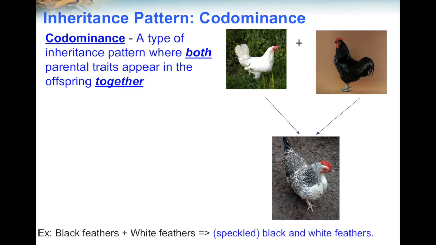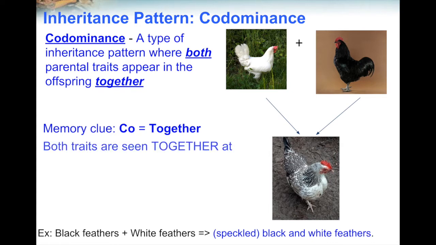So when you think of codominance, you're thinking co means together. Like a coworker is a person that you work with together. Or let's say a co-captain. These are captains, these are leaders of a sports team, and they lead together at the same time. So when you think of codominance, you're thinking that both of those traits are seen together at the same time because they're dominant together. So codominance, dominant together.